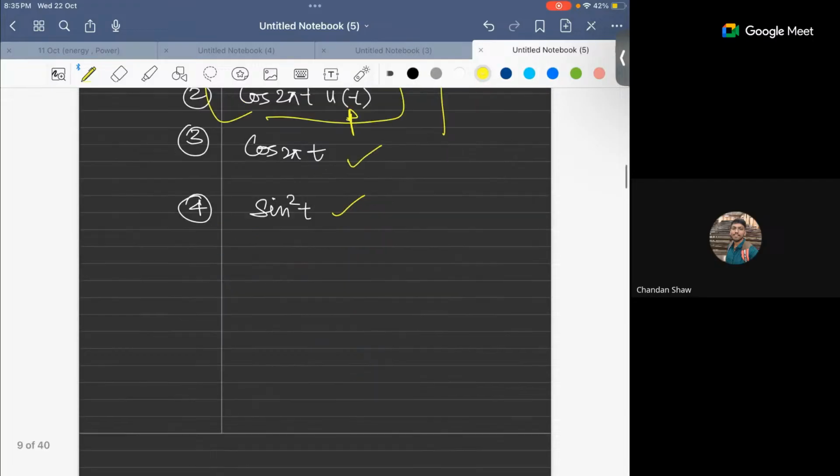I'm just skipping one more question. Let's say, for example, you have a signal 1 plus 2t plus 3t square. Can you tell me the even part of this signal?